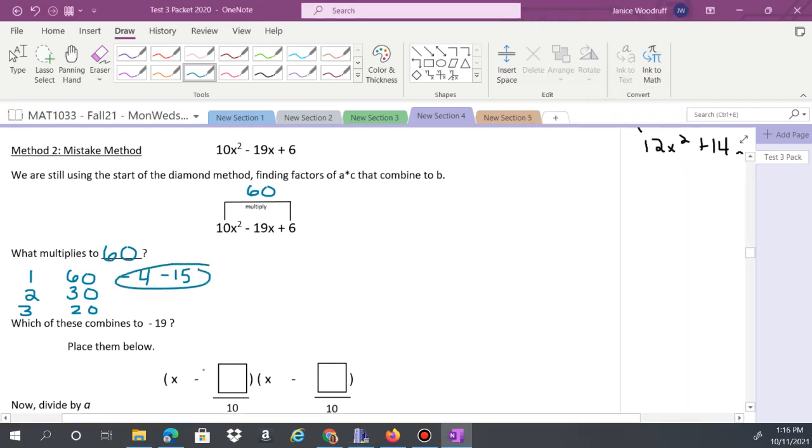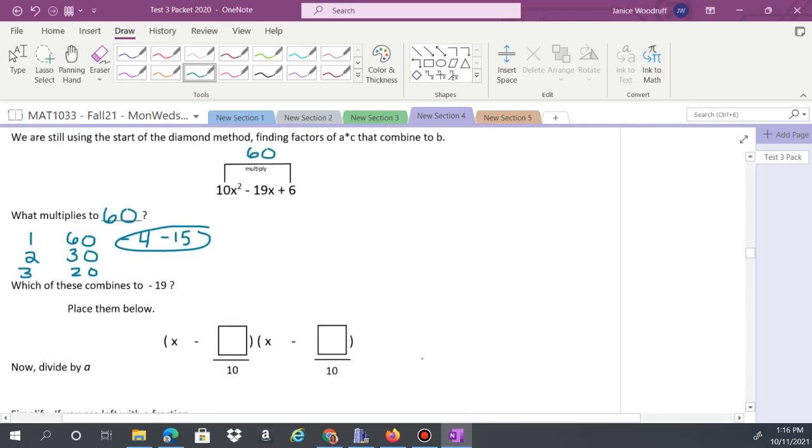Okay, then what you're going to do is set them up like this. You set your two parentheses up like you're factoring a monic trinomial, with your x and your x, then minus 4 and minus 15. Then it's called the mistake method because I wasn't supposed to set it up that way. So your mistake is you're going to take the a value, 10, and put it underneath. Now it's already done there for you. But you would say, I've got to divide by my a. So you divide both of these by 10, and then you simplify.